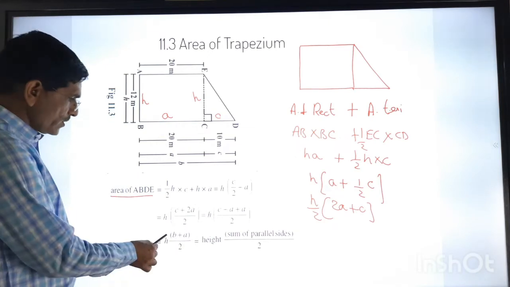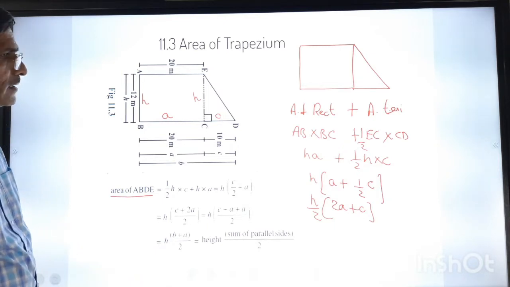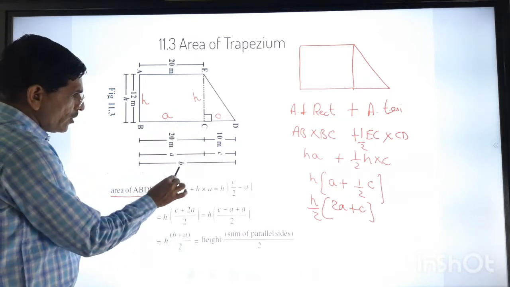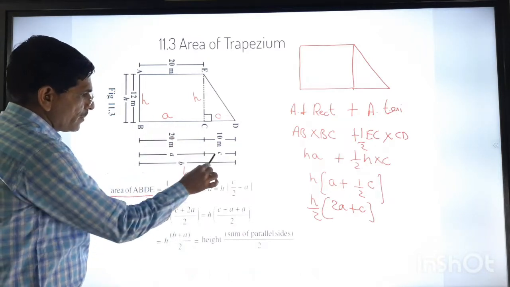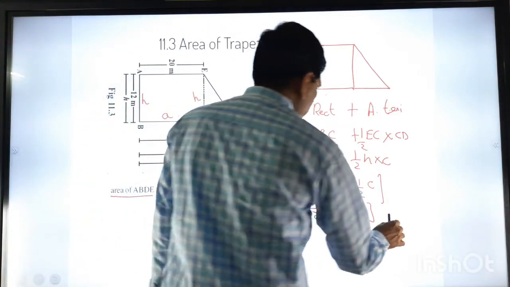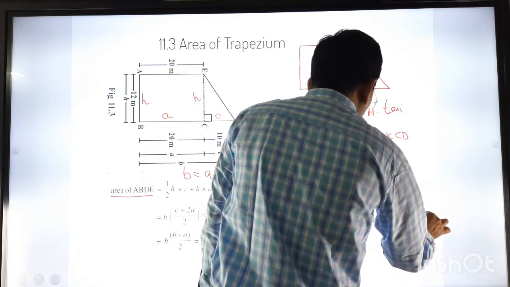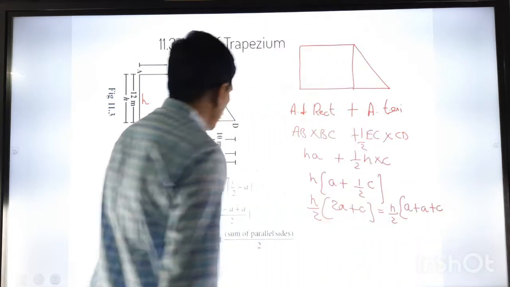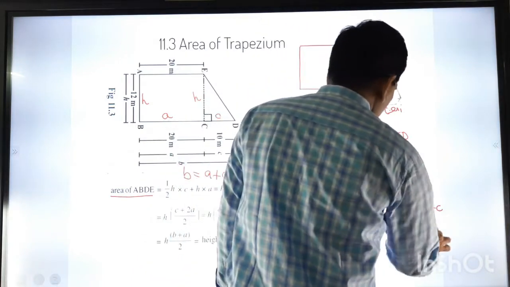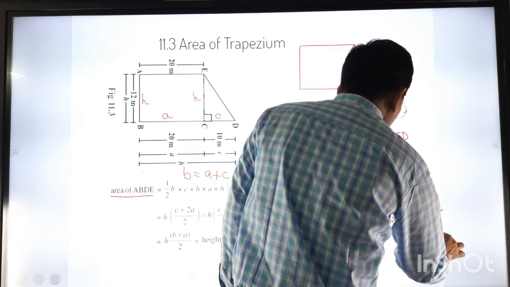Now here they are using 1 by 2 h, a plus b. So what is a plus b? So I want to remove this c. So what is the value of b? That is a plus c. What is the value of b? a plus c. So if I write this here, h by 2, a plus c. So what is the value of a plus c? That is b. So I have to put b here. So h by 2, a plus b.